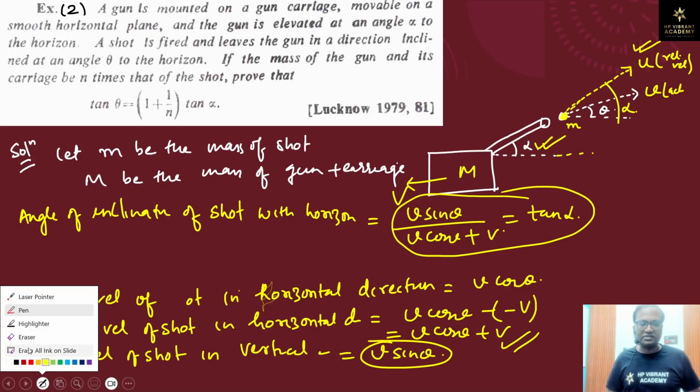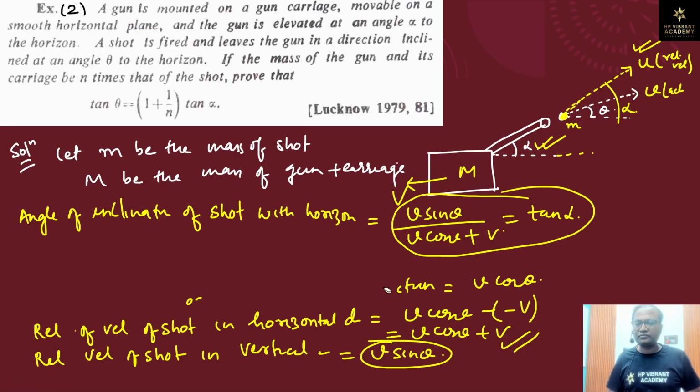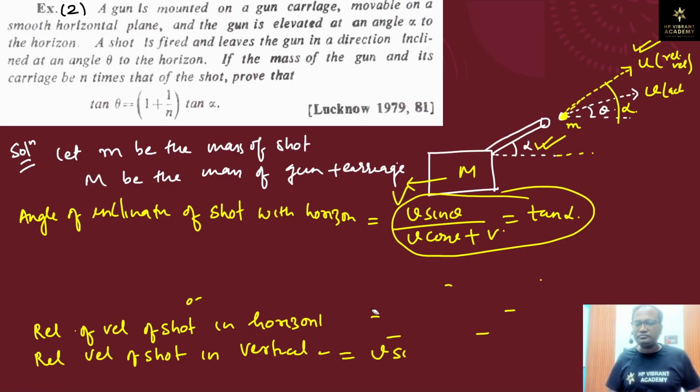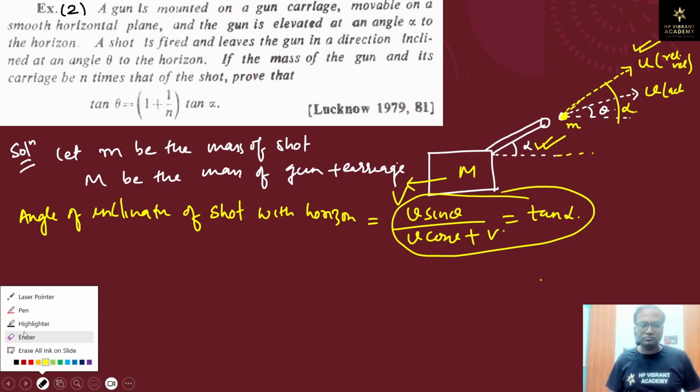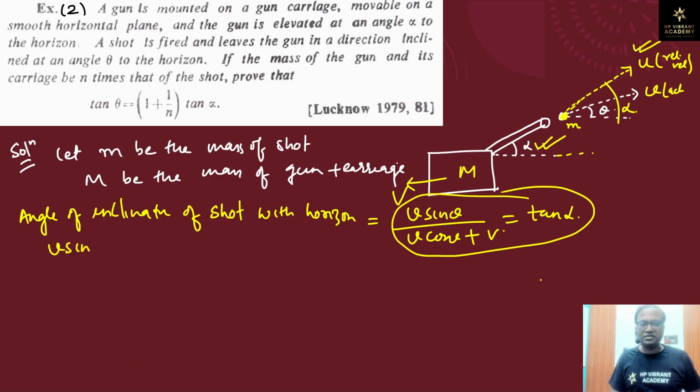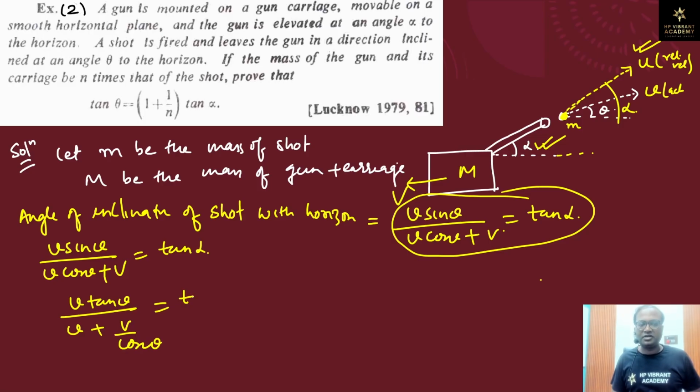Let us further simplify this. So we have small v sin theta upon small v cos theta plus capital V is equal to tan alpha. Let us divide by cos theta. So we have v tan theta upon small v plus V upon cos theta is equal to tan alpha.